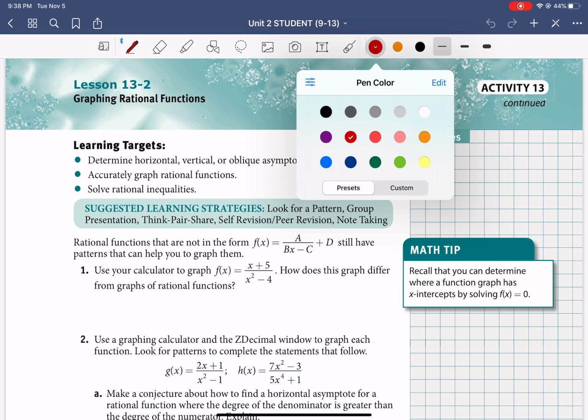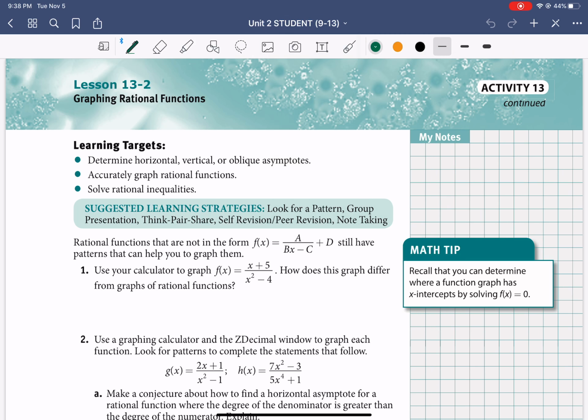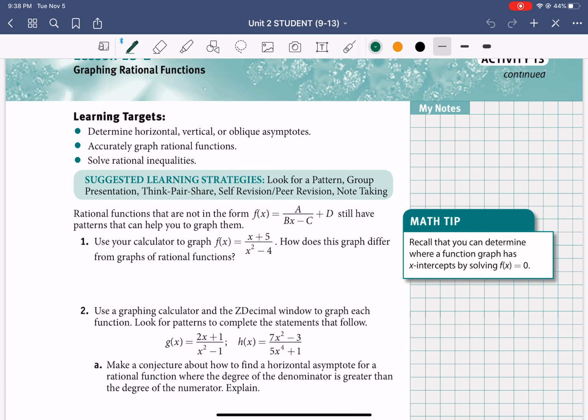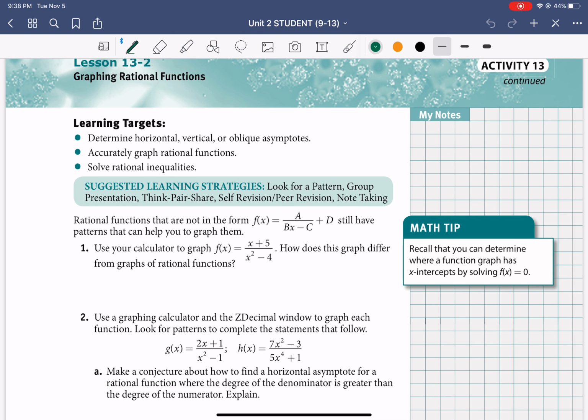So let's get started looking at our book. We're on page 171, 13.2. Our learning targets are going to be determine the horizontal, vertical, and oblique asymptotes. We're not really going to talk about oblique too much. We'll focus on just horizontal and vertical.